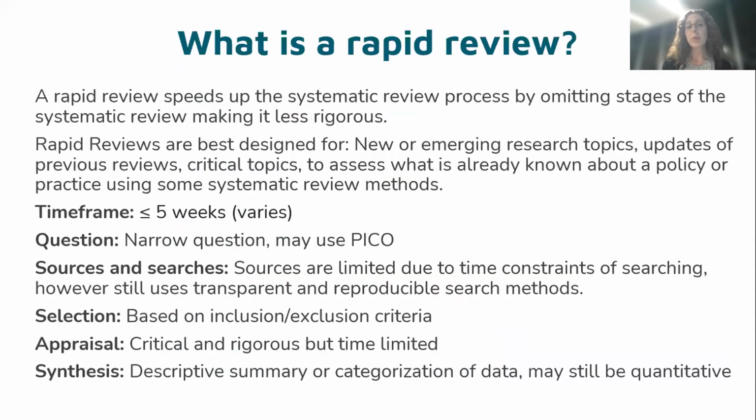So just to go into a little more depth into some of these types of reviews, a rapid review uses systematic review methodology to evaluate the existing research, but it leaves out some of the steps, so it makes it less rigorous. But it provides a quick synthesis of the evidence and is used most commonly to assist in emerging decision-making, such as around the COVID-19 pandemic. The time frame tends to be about 5 weeks, give or take. It's a narrow focus question, and the sources may be limited due to the time constraints, but they follow transparent and reproducible search methods.